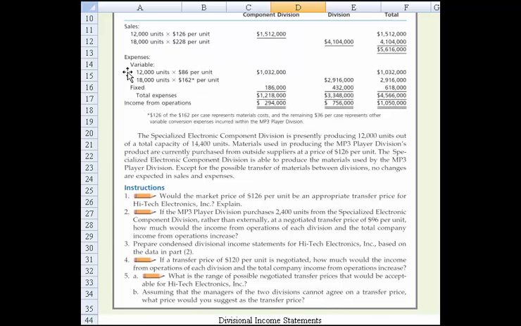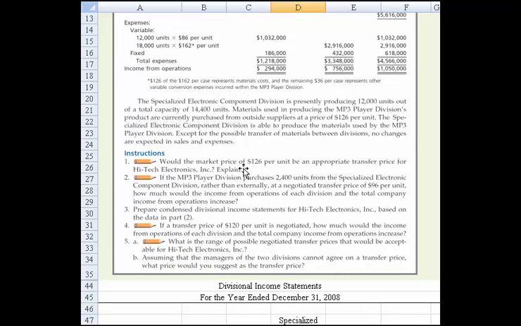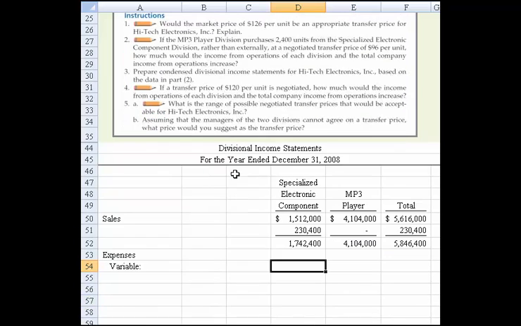Now, they were selling 12,000 units externally for $86, and then we added another 2,400 units that were sold to the MP3 division. So if we add the 2,400 and 12,000 units together, we come up with 14,400 units, right? So we have variable costs equal to 14,400 units, the combined number of units, times the $86 cost. Okay, so that's 1,238,400.